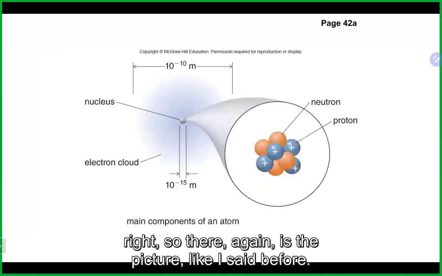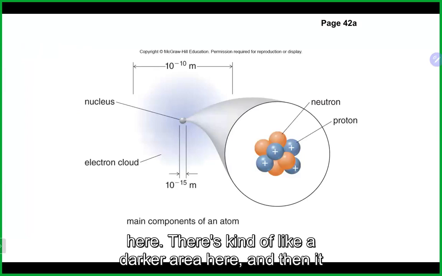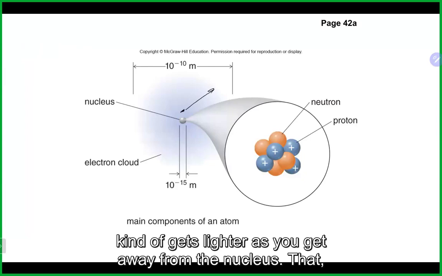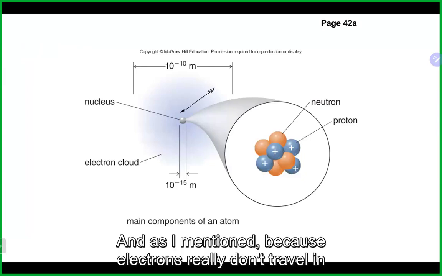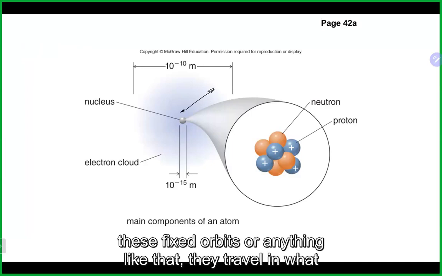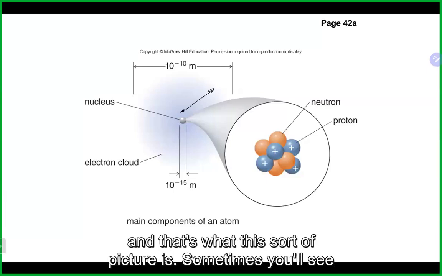All right. So there again is the picture, like I said before. There's a bluish area here, a darker area here, and then it gets lighter as you get away from the nucleus. That is what is sometimes referred to as the electron cloud. And as I mentioned, electrons really don't travel in fixed orbits. They travel in what are known as orbitals, and they are basically probability maps. That's what this picture is.